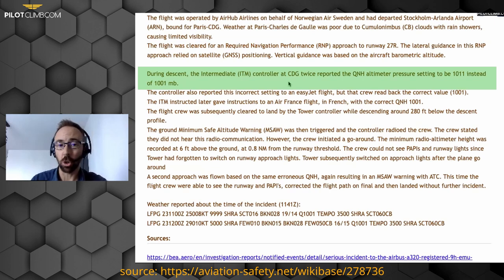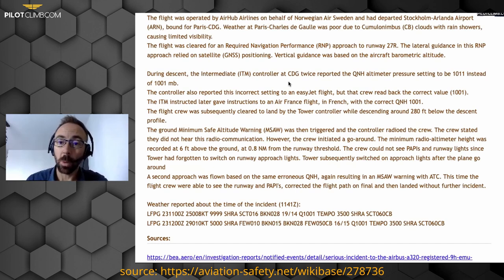During the descent, the air traffic controller at Charles de Gaulle twice reported the QNH altimeter pressure to be 1011 instead of 1001 hectopascal. So as you can see, this was not a mistake from the pilot. The controller actually reported the wrong QNH to the pilot, all right? That's why it's so important, as we said already in the video, that during the pre-flight preparation and your descent briefing, you cross-check the QNH that you can expect at destination. Because if you know which QNH to expect, and you see that the air traffic controller is going to give you a 10 hectopascal difference, in this case 1011 to 1001, you could challenge the controller and ask for clarification, okay?